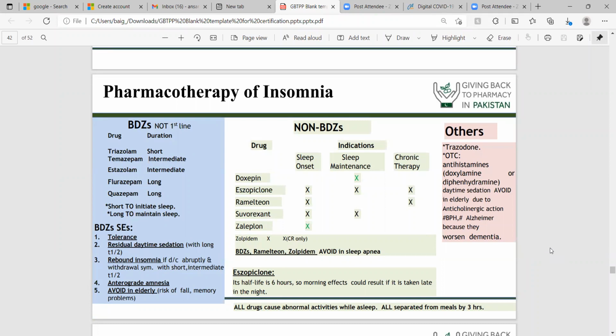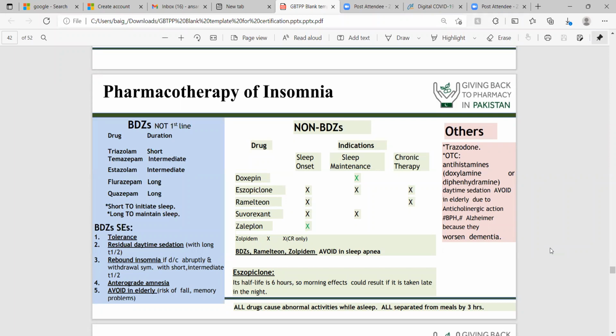Under other, as I said, the most common one is trazodone. If used in low doses, it can be used to treat insomnia. Diphenhydramine, that's Benadryl, is available as an OTC product. Doxylamine, those are commonly used to treat insomnia, but those are not a good option for elderly population because of the anticholinergic side effects. For benzodiazepine, different options are available like triazolam, temazepam.